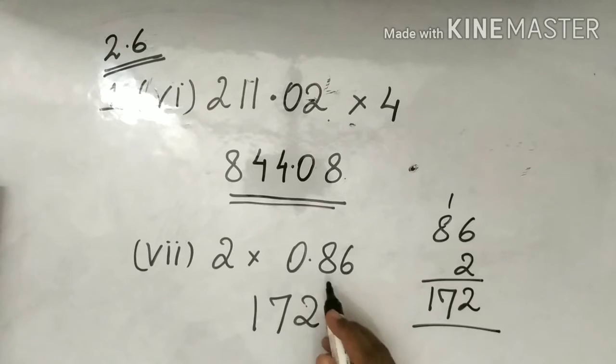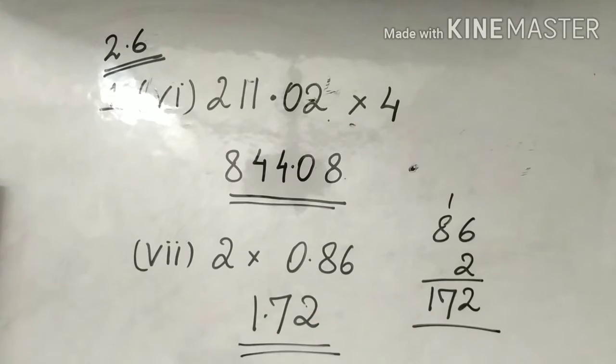Now we'll put the point after the decimal 2 numbers. So we'll put it here. The answer will be this. Similarly, you can do all the other questions of the first part. Now let's move to the second one.